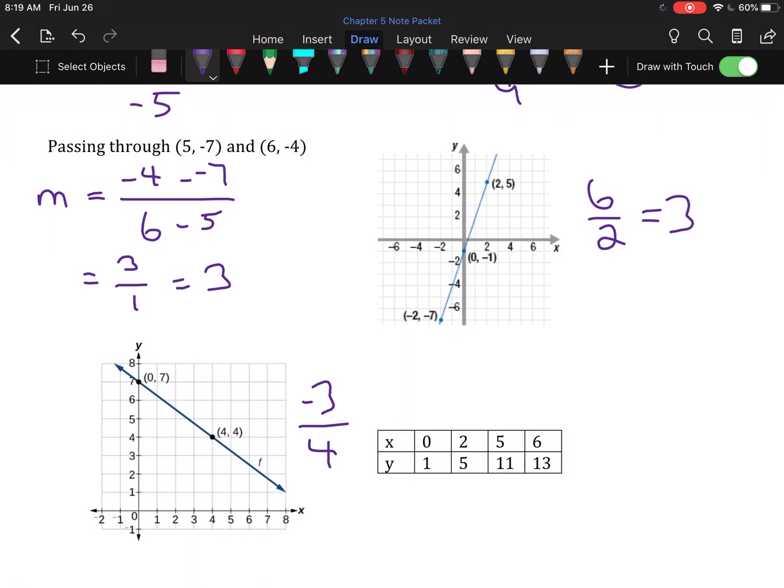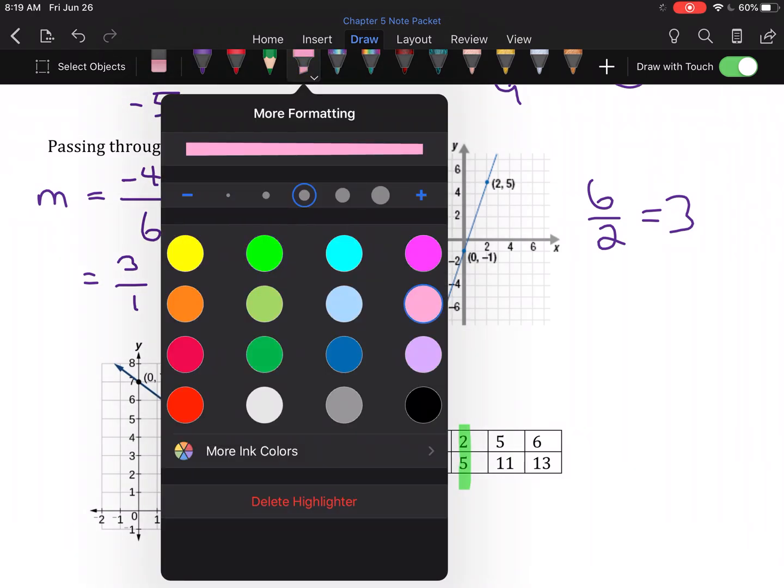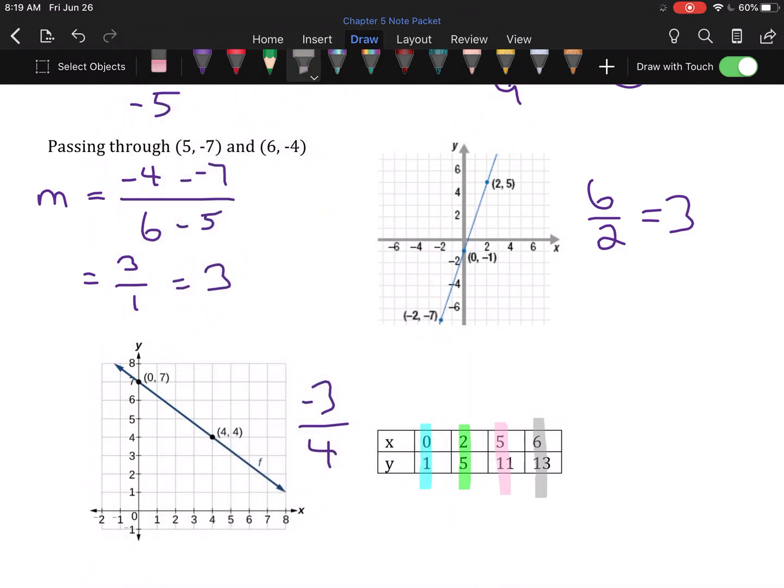Here we have a table, which means we have 1, 2, 3, 4 ordered pairs. Does it matter which two you use? It does not in the slightest. My suggestion would be to use the smallest ones. So I'm going to use the ordered pairs 0, 1 and 2, 5, because that's going to make my math as simple as possible.